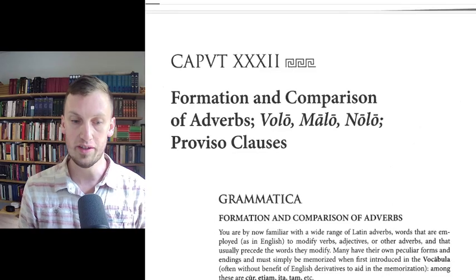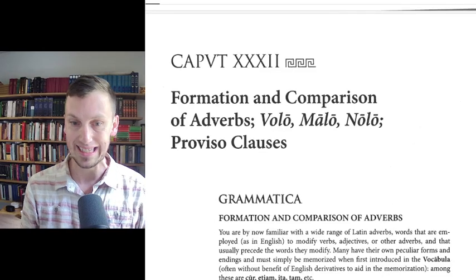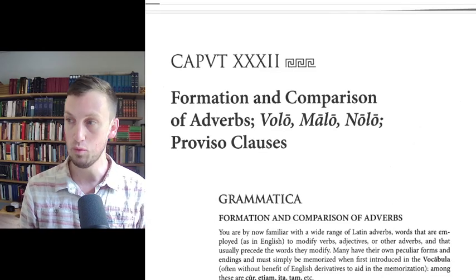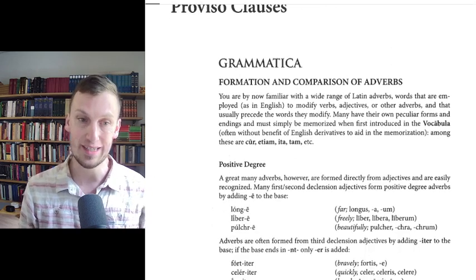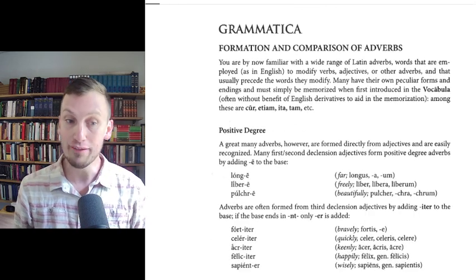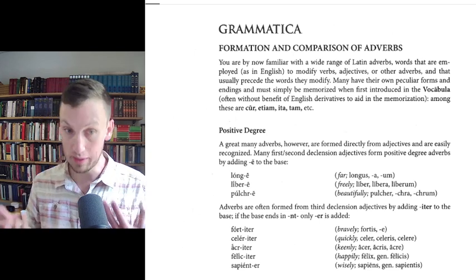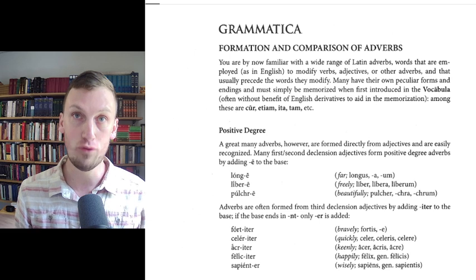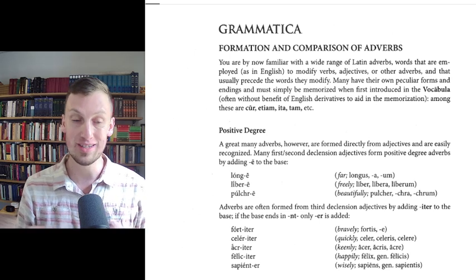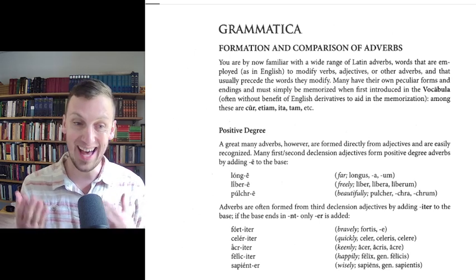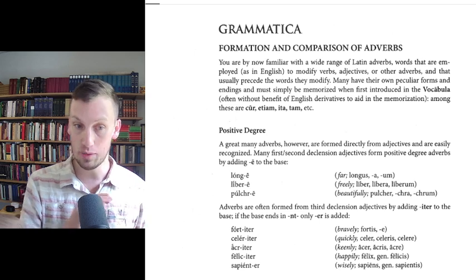Chapter 32 is a grab bag of grammatical miscellany. First, we begin with the formation of the adverb. Now, an adverb is a word that gives you more information about a verb, right? In English, we form most of our adverbs. The standard way to form an adverb is by adding ly to an adjective.